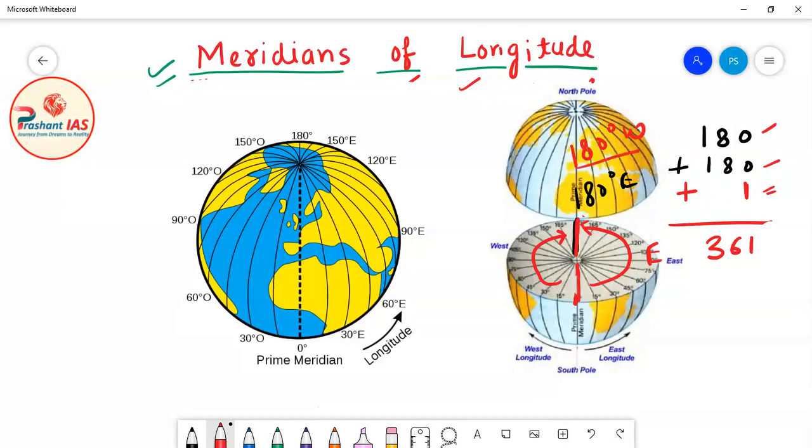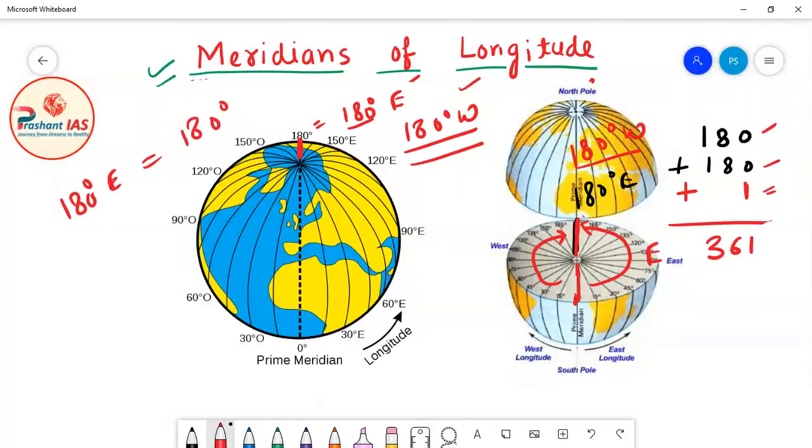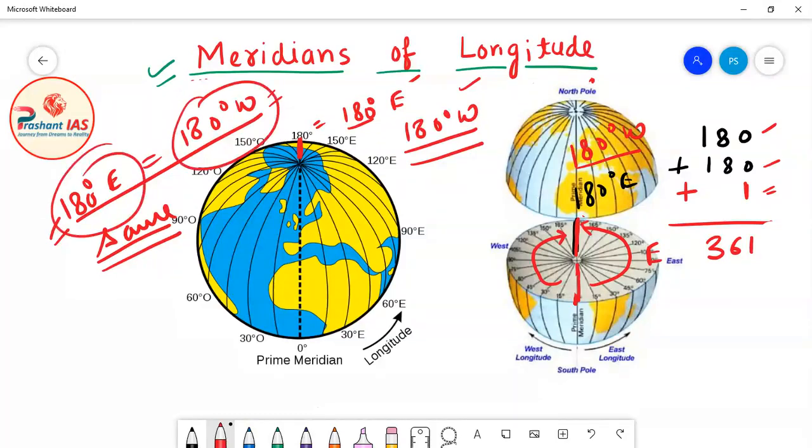Okay, so you can see here in this diagram also that this is 180 degree east, as well as this is 180 degree west. So what happens is that 180 degree east and 180 degree west are the same longitudes. They are like Shaktiman and Gangadhar. Gangadhar was Shaktiman and Shaktiman was Gangadhar. Similarly, 180 degree east longitude is 180 degree west and 180 degree west is 180 degree east. But only their names are different.